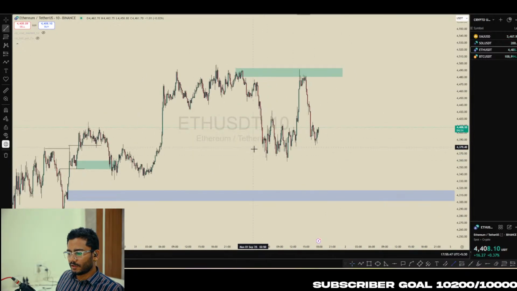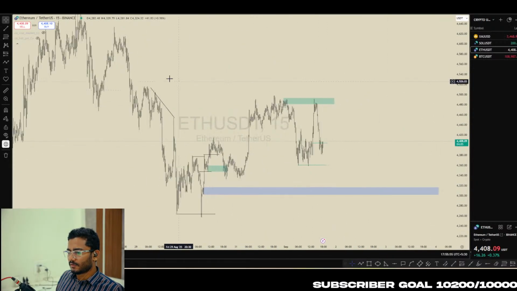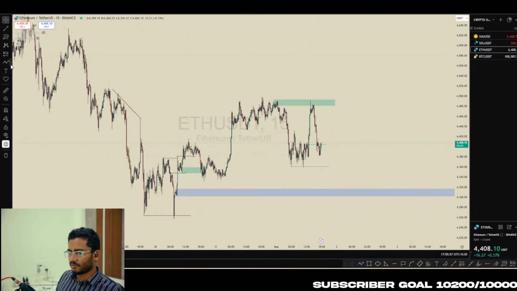If you look at Ethereum right now, there's this small liquidity sweep. Price reacted from this order block, so it should continue to the upside. But I'm not looking for entry. It should continue from here, taking this liquidity to the upside. It can sweep the liquidity and then continue.